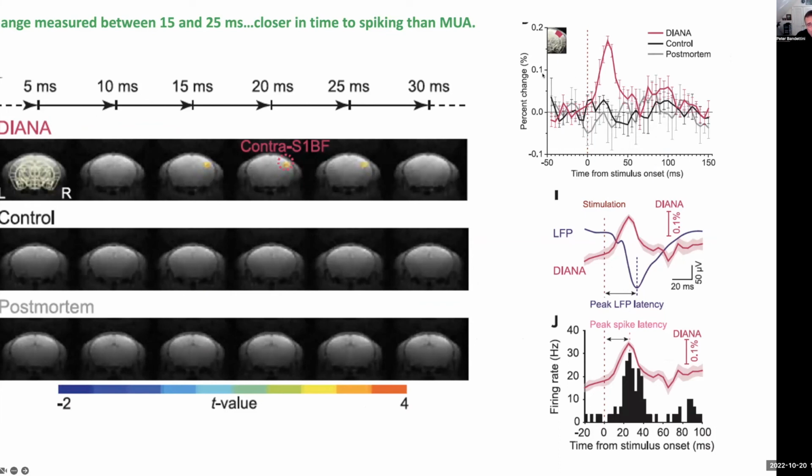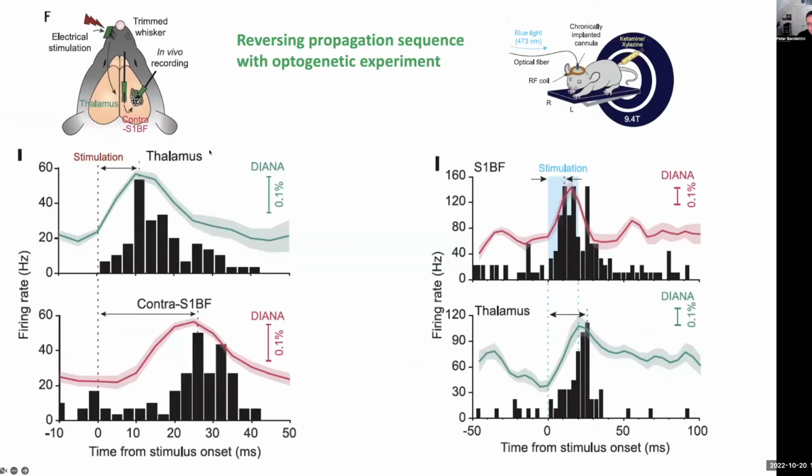It's only 0.1%, but it's very robust. And it seems to correlate in latency more to spiking. They also did simultaneous electrophysiology and local field potentials. It's in line with spiking. It's a little bit before the local field potentials. And once again, it's very robust. And they did something clever.